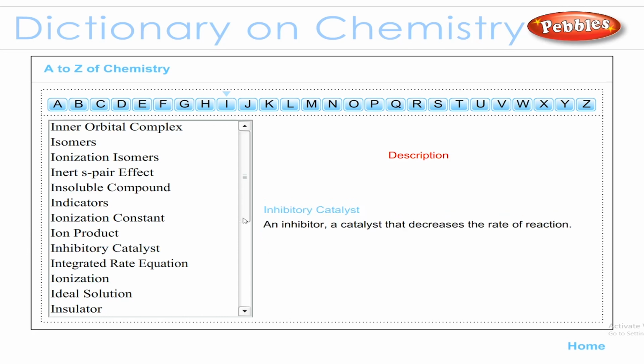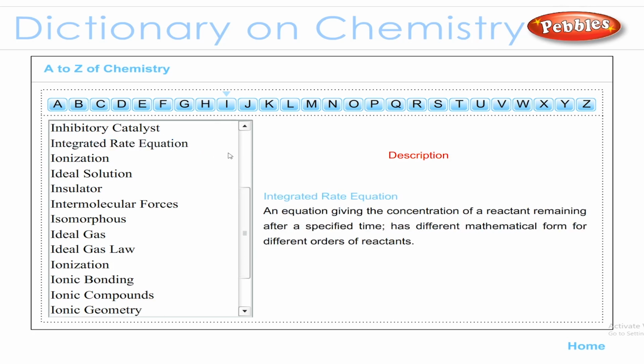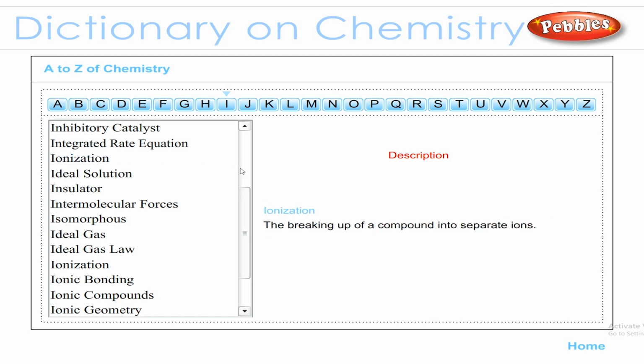Inhibitory catalyst. An inhibitor, a catalyst that decreases the rate of reaction. Integrated rate equation. An equation giving the concentration of a reactant remaining after a specified time. It has a different mathematical form for different orders of reactions. Ionization, the breaking up of a compound into separate ions.